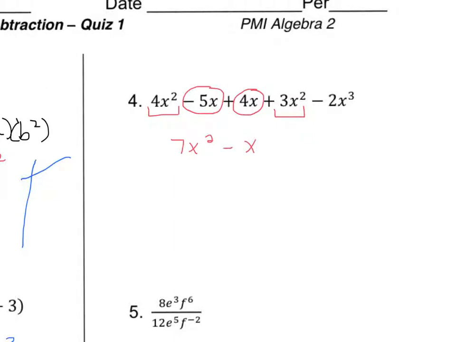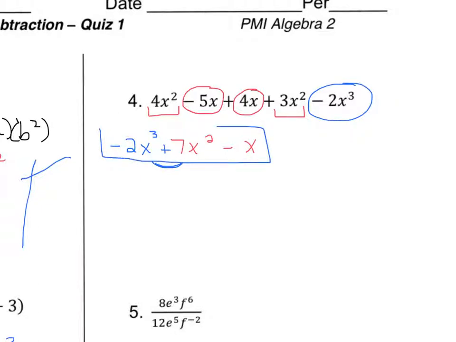And then one that I forgot about, this is a cubic term. Nobody else is like him, so I could put minus 2x cubed. I'm going to put him out front. Now when I put him out front, he has to be connected to this 7 somehow. The 7 is positive, so I'm going to put just a plus in front of that. And so my final simple form would be that right there.